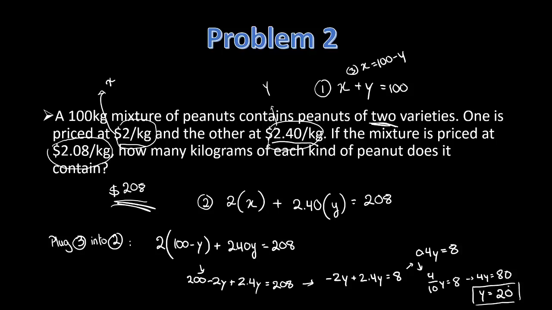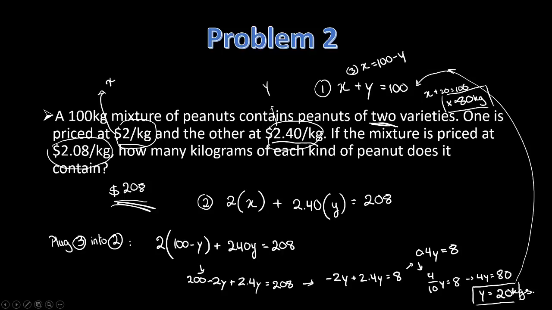Are we done? No, because now we know there's 20 kilograms of the y variety, and to find the x variety, I just plug this back into equation number 1. Then x plus 20 is equal to 100, therefore x is equal to 100 minus 20, which is 80 kilograms, and this is 20 kilograms, and those are my two. If you got 80 and 20, then you are absolutely correct. 80 kilograms of the $2 per kilogram variety, and 20 kilograms of the $2.40 per kilogram variety.